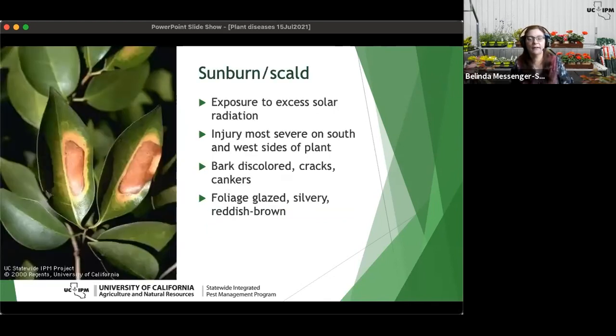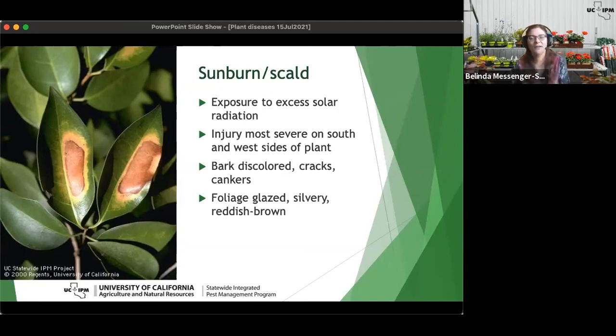Sunburn and sun scald. This might look like a plant disease if all you have is a leaf. You want to find out what the rest of the plant and the surrounding plants look like. Sunburn is caused by too much sunlight on a plant, so you'll see it most severely on the west and south sides of the plant, on the bark or on the leaf. These reddish brown shiny spots on the leaves are a typical symptom. You could also see sunburn on fruit or bark. The bark will become discolored and may crack or develop cankers.